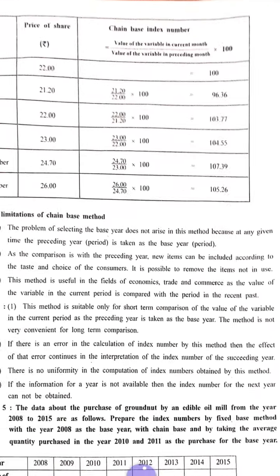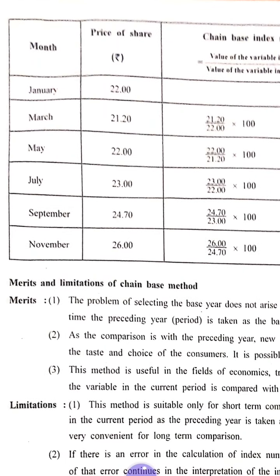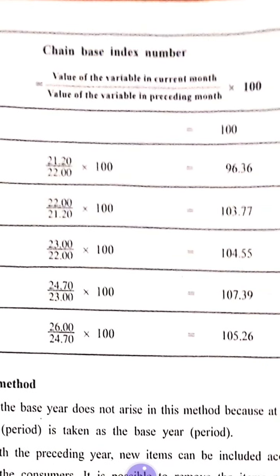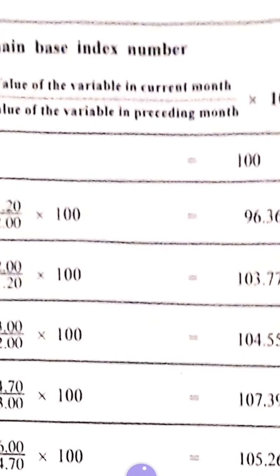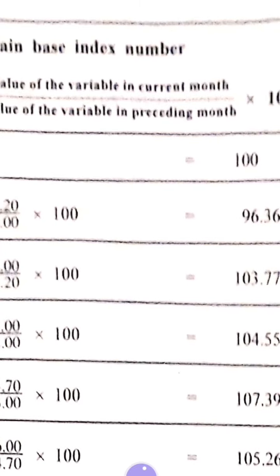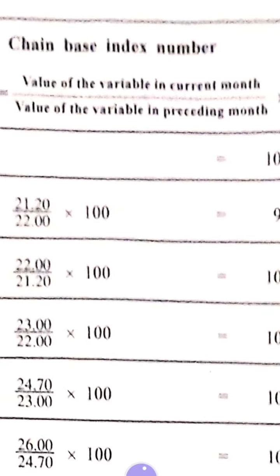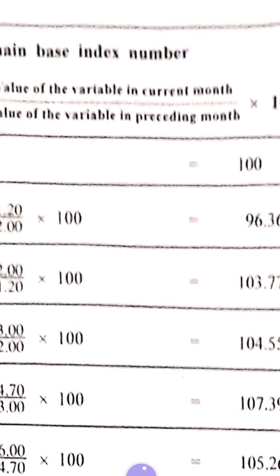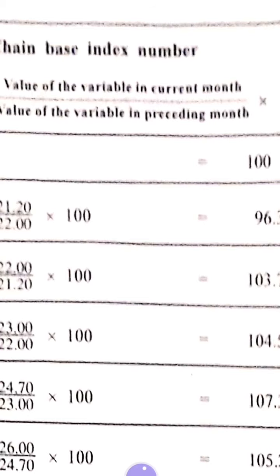Now over here if you see the sum, again you would find all those bi-months. You are going to write vertically, that's why they have written January, then March, May, July, September and November, right? The prices again, from the given question, you are writing vertically. Now see again for the chain based index number, the formula is the value of the variable in the current month upon the value of the variable in the preceding month into 100. Again, the word preceding means you are going to take the previous one.